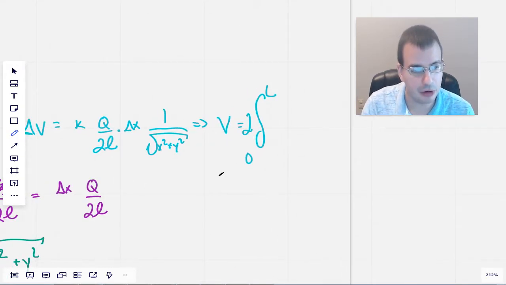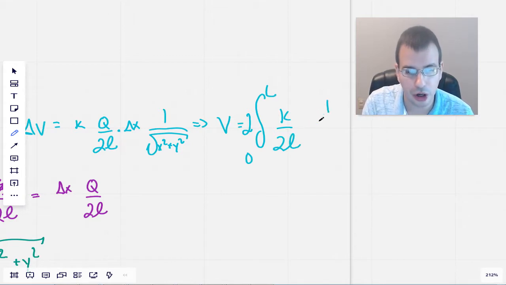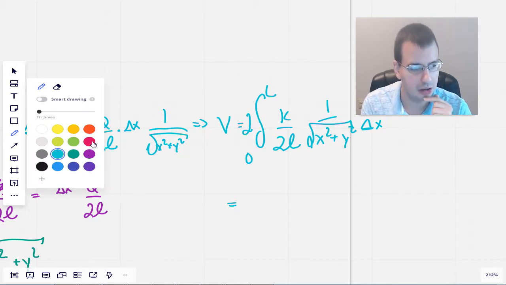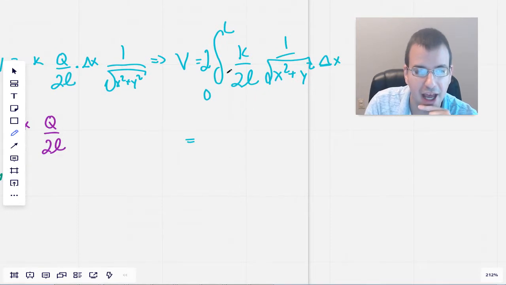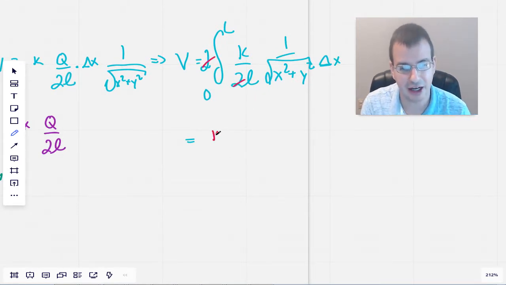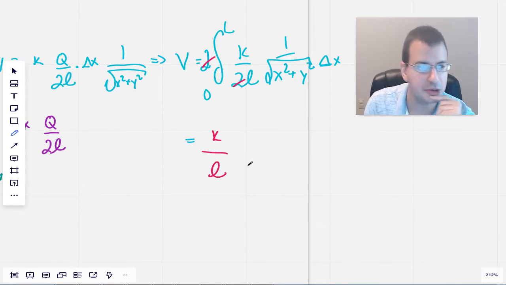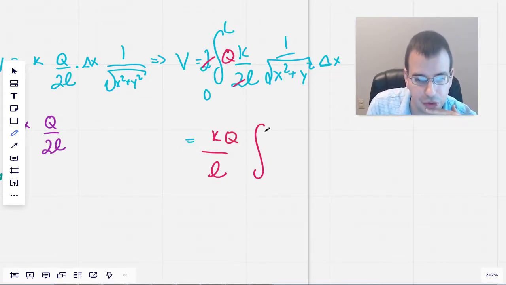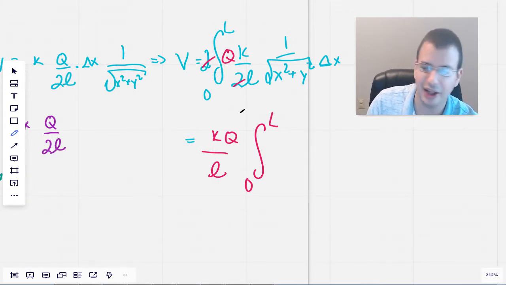So rewriting this a little bit more, we have k over 2L times 1 over the square root of x squared plus y squared, delta x. And then cleaning it up one more time, the 2's will cancel. The k is a constant, so I can pull it out of the integral. The L is also a constant, pull that out. There's supposed to be a q in there. Did I drop the q? There's a q right there, and we'll still integrate from 0 to L. I know there's a capital L. I'm going to leave it at that. It's fine.